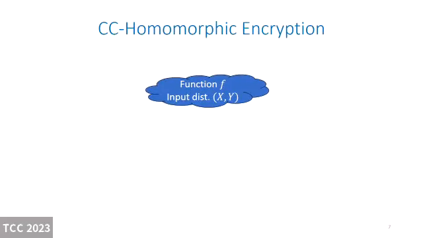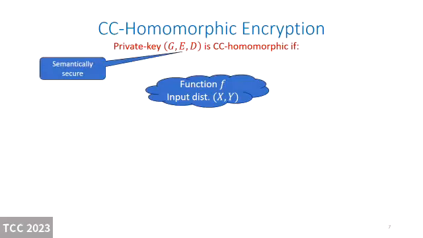Okay. Now, for our HE definition, so given a private key encryption scheme, we say it's communication complexity homomorphic, or CC homomorphic, if it is semantically secure. So this excludes, for example, textbook RSA.